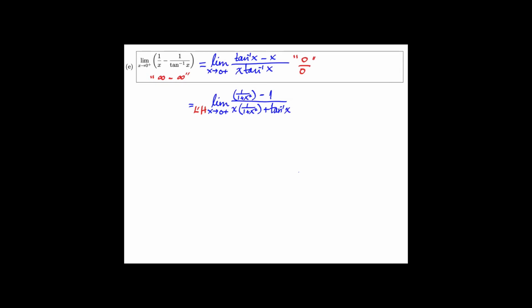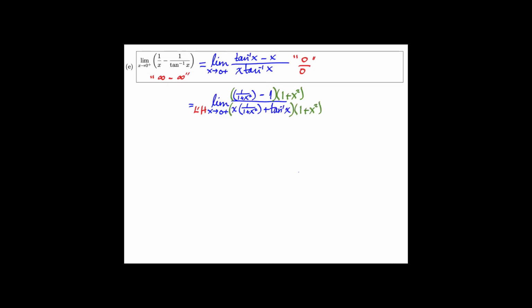Now let's clean this up so we can look at it. It's a compound or complex fraction, whatever those are called. So let's get rid of the fractions that are within the fraction by multiplying the top and the bottom by the LCD of all the fractions. And so that would be just 1 plus x squared. So multiply the top by 1 plus x squared, and then the entire denominator by 1 plus x squared.